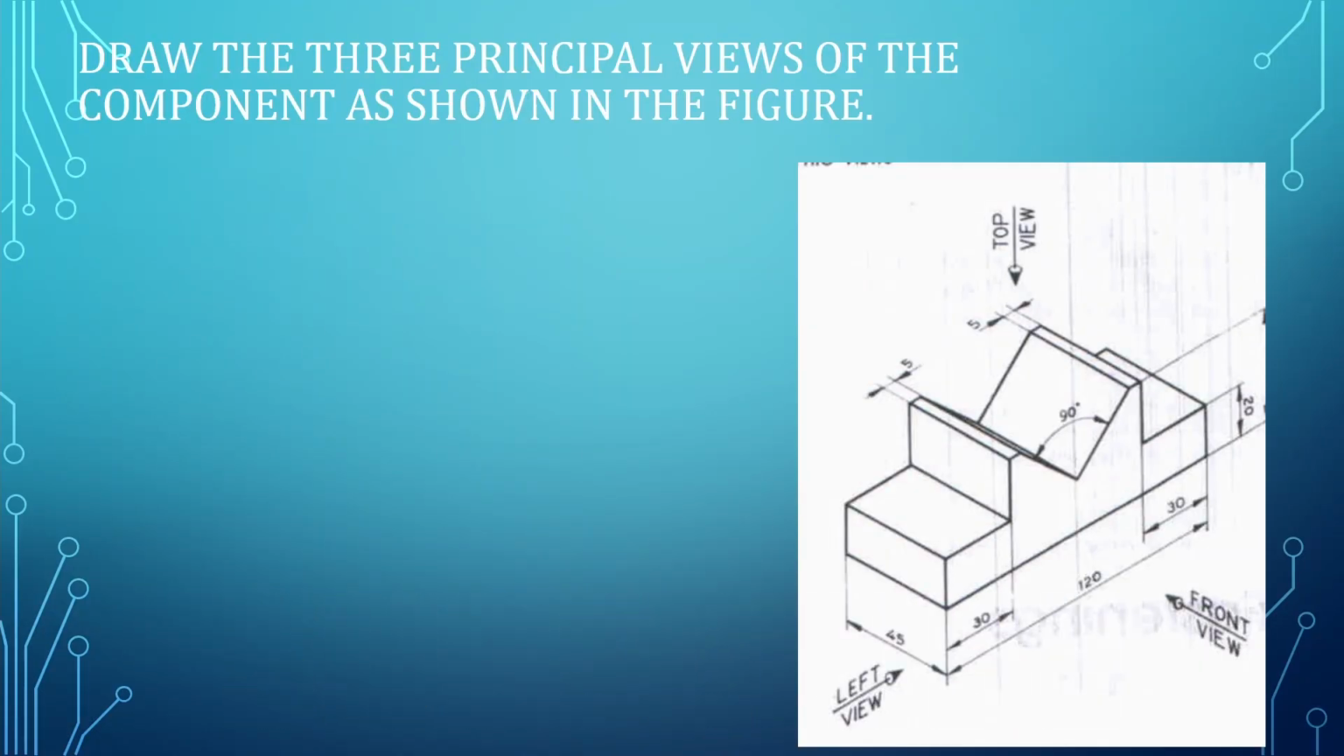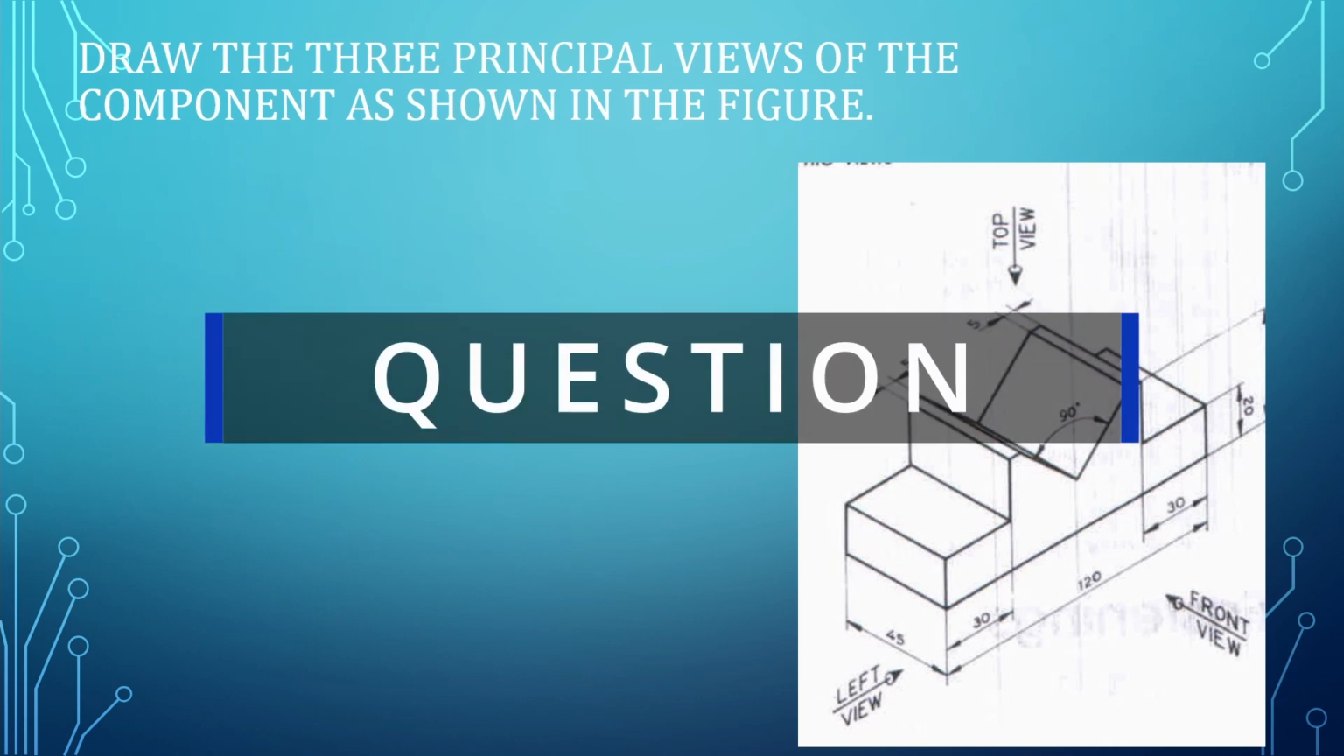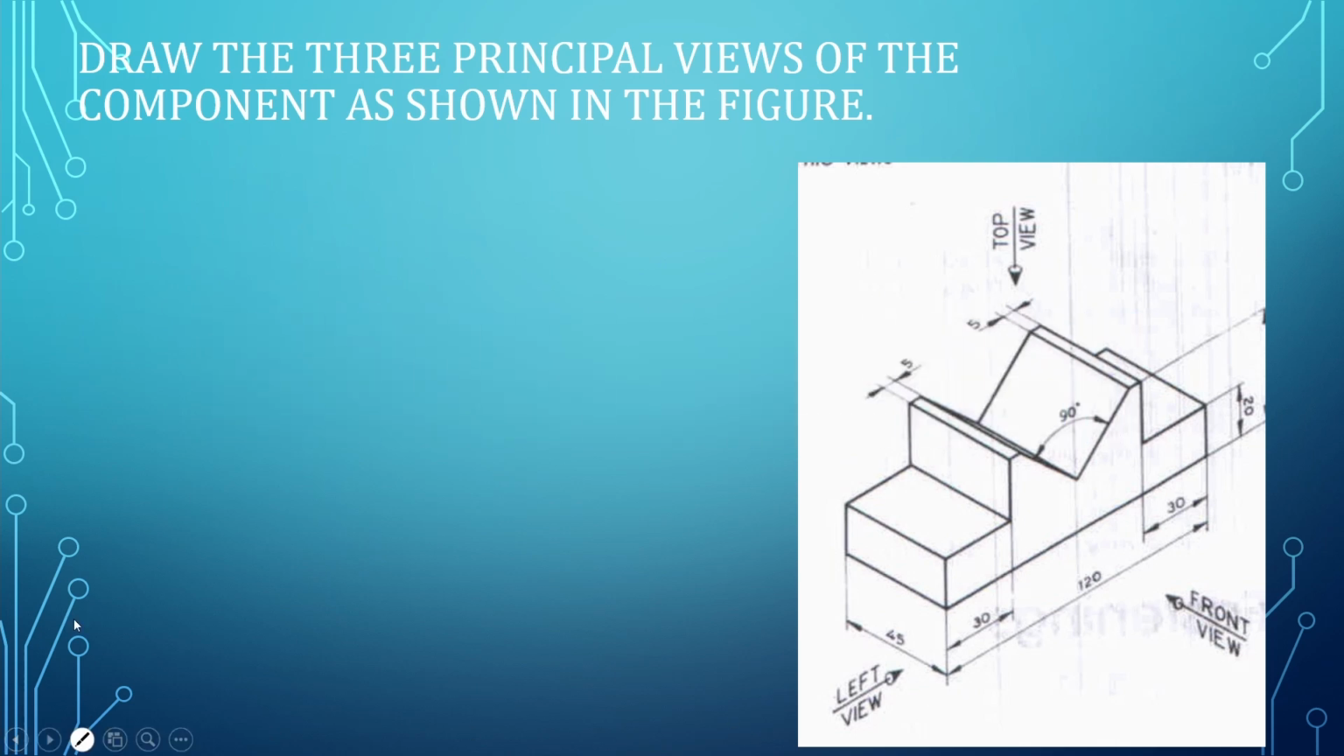Let's read out the question. Draw the three principal views of the components as shown in the figure. So you can see this is our figure. Okay, so this is the front view of the component. So this is the top view and this is the left view.